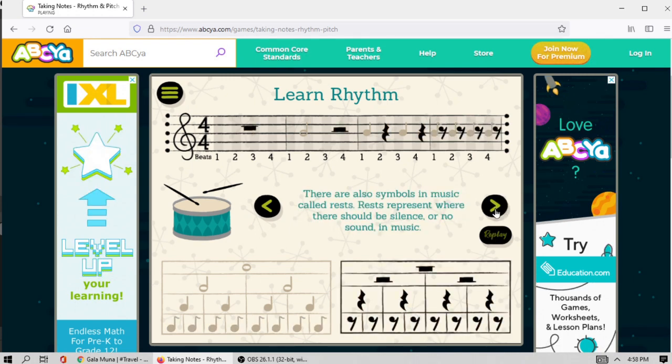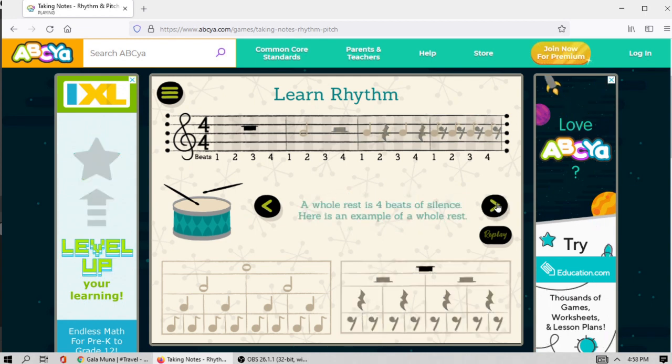There are also symbols in music called rests. Rests represent where there should be silence or no sound in music. A whole rest is 4 beats of silence. Here is an example of a whole rest.